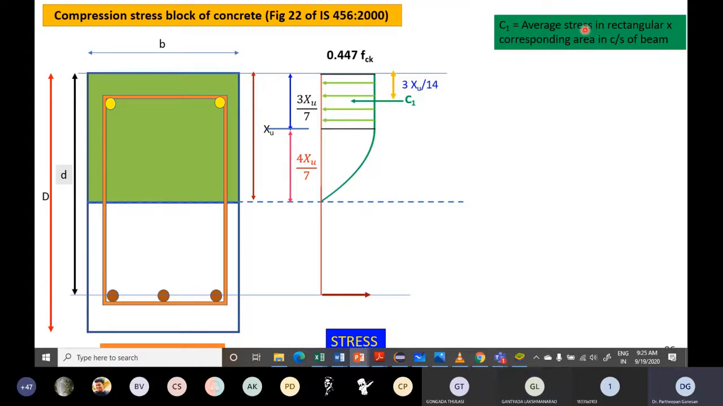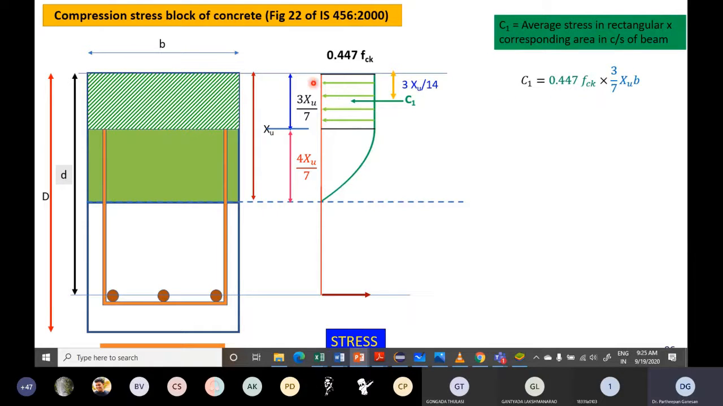So C1 is what? The average stress in this rectangular part is 0.447 FCK, and the corresponding area is hatched here. You see, this is the corresponding area in which it is acting. So C1 is equal to the average stress, 0.447 FCK, multiplied by this area, where 3 by 7 XU is the height and the width is B. So if you calculate, C1 comes to 0.191 FCK XU into B.